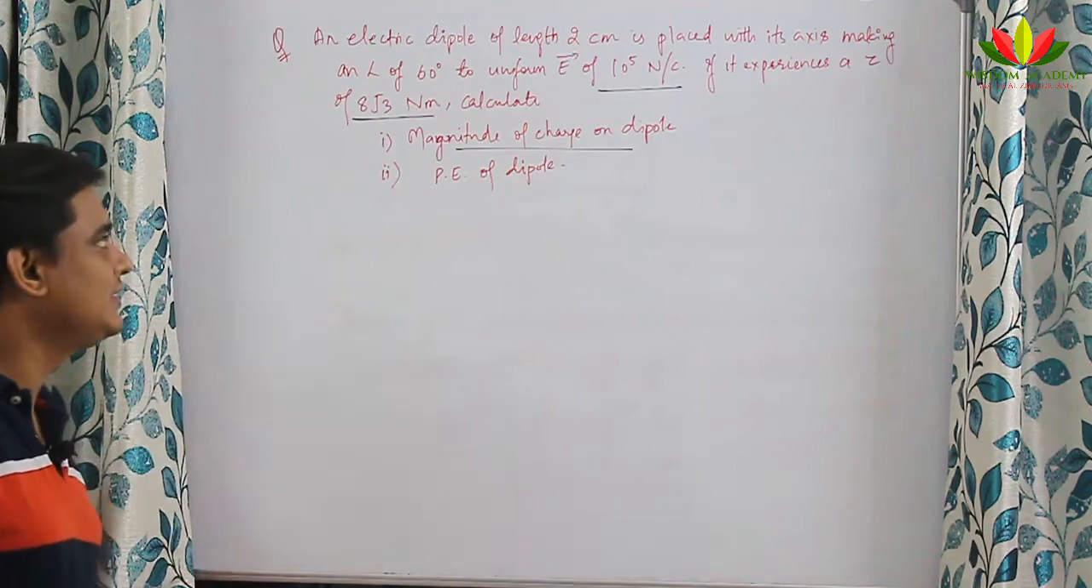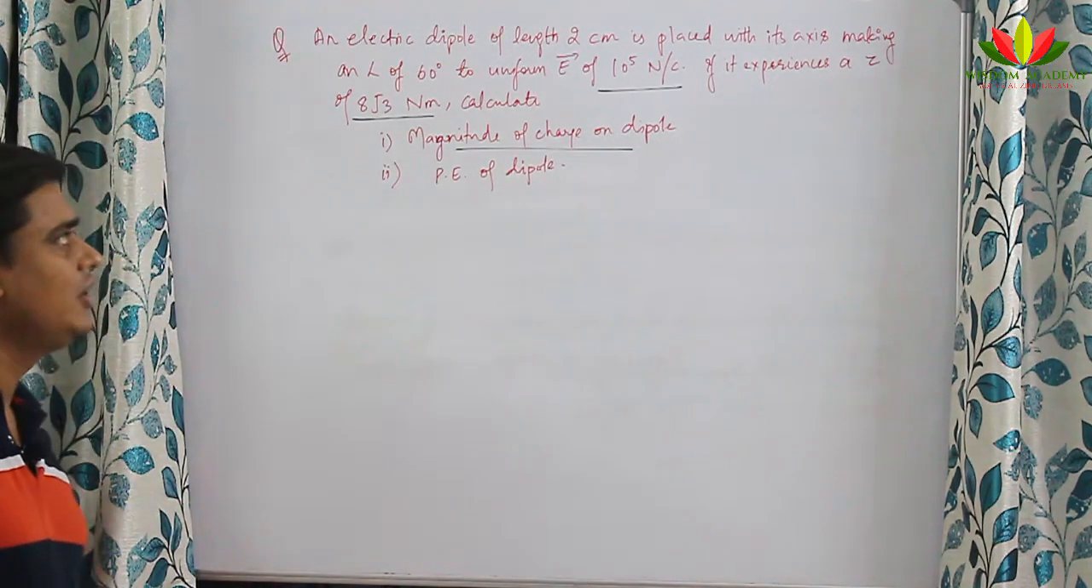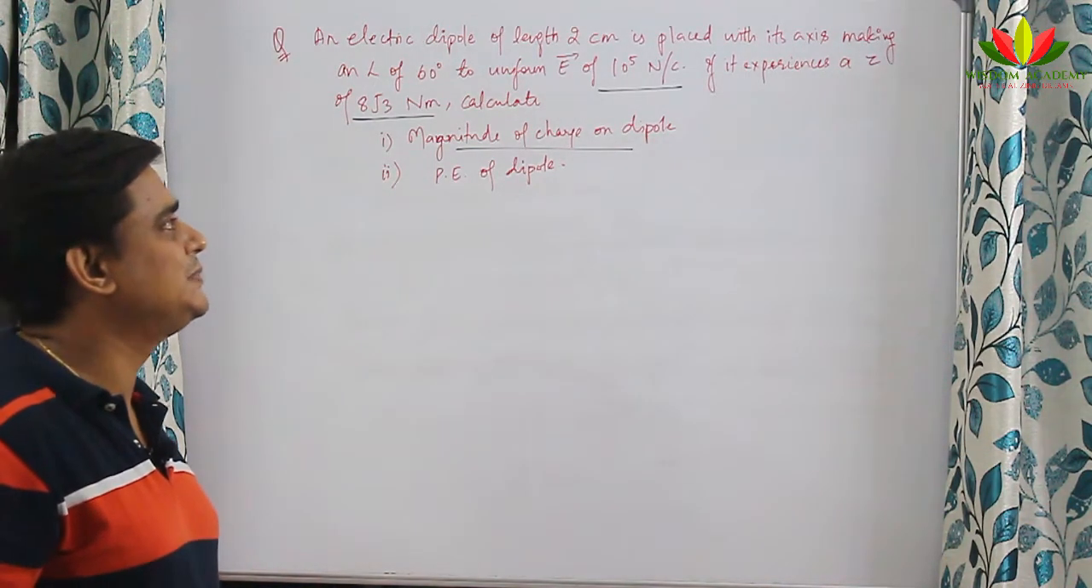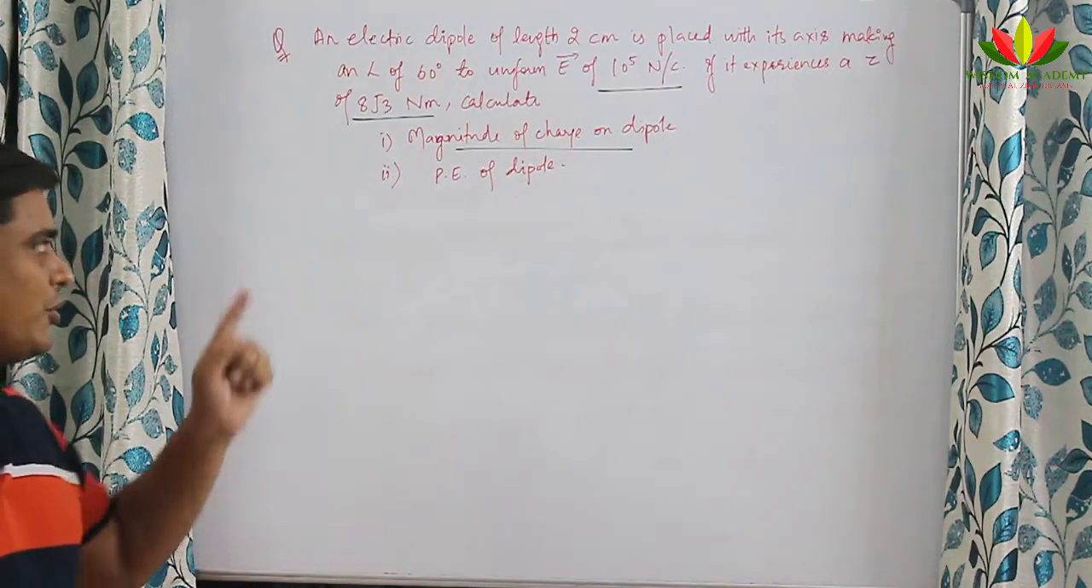An electric dipole of length 2 cm is placed with its axis making an angle of 60 degrees with a uniform electric field of 10 to the power 5 newton per coulomb. If it experiences a torque of 8 root 3 newton meter, calculate the magnitude of charge and the potential energy of the dipole.